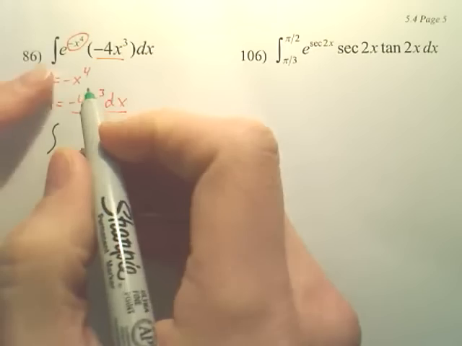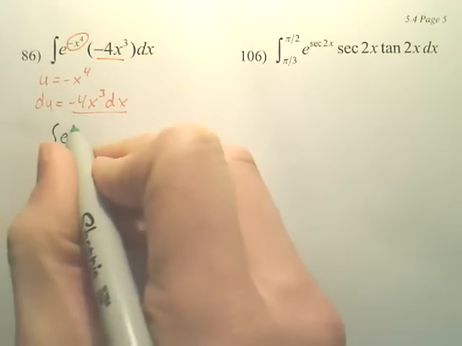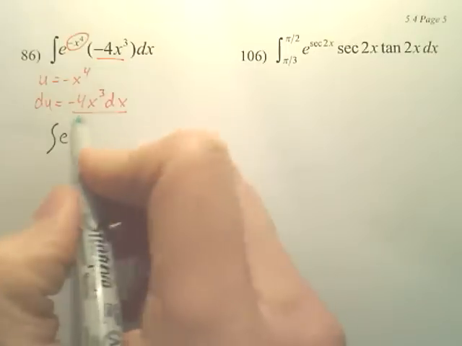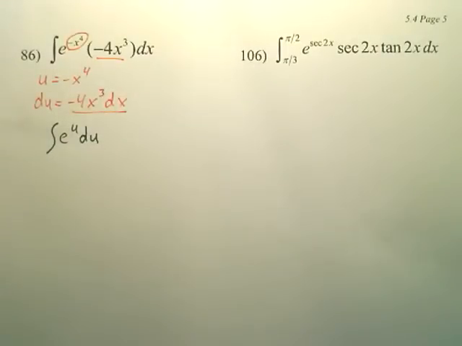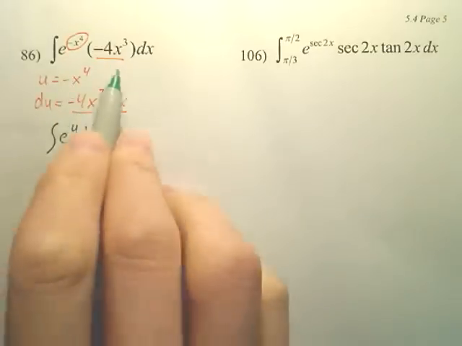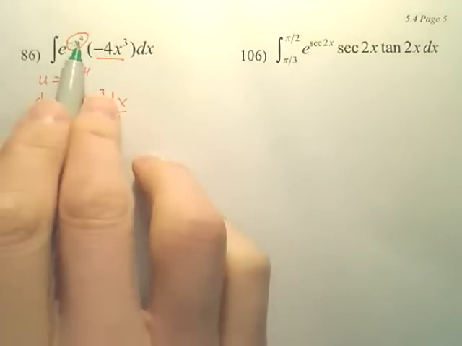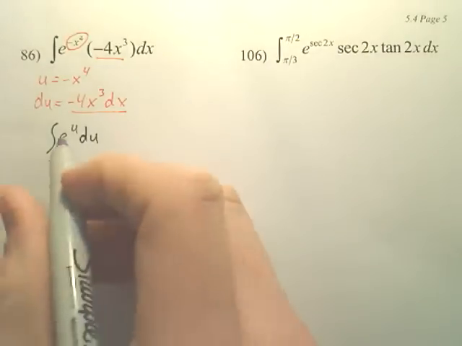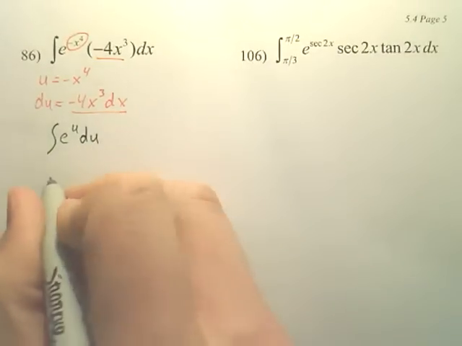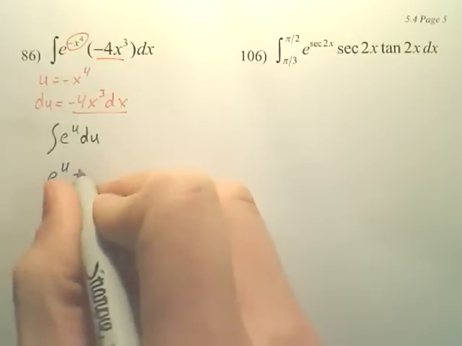because all you end up with is e to the u. This becomes du. Again, this replaces this. This is u. And then what's really dumb is this integral is very easy. The answer to the integral of e to the u is e to the u, but plus c.